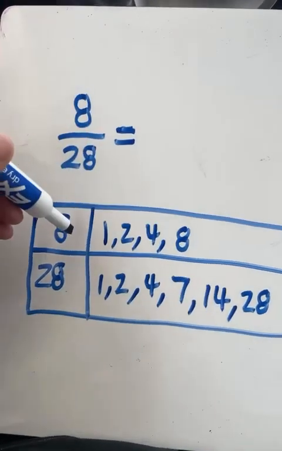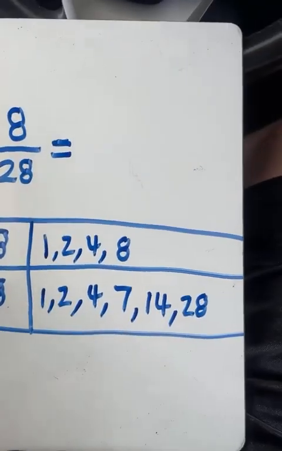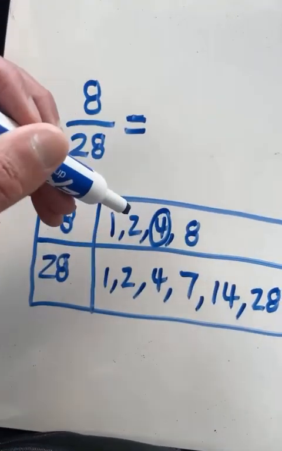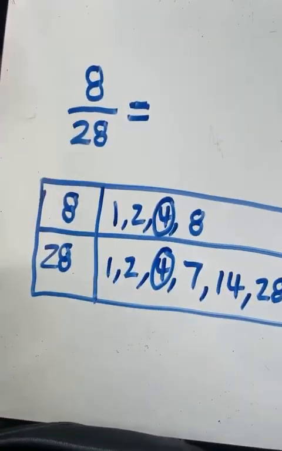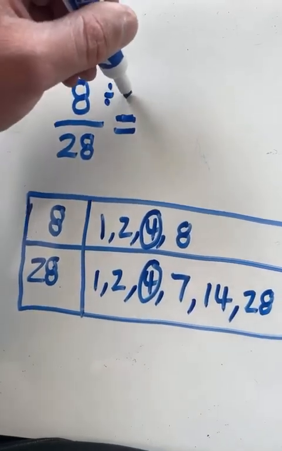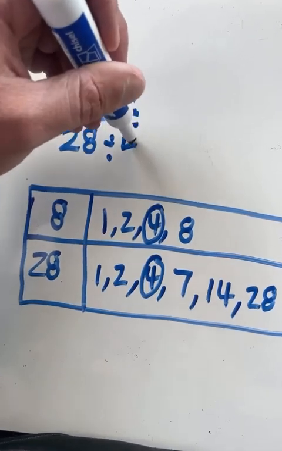Again, 8 is a factor of 8, 8 is not a factor of 28. So even though there's several numbers that are bigger than the number 4, 4 is the biggest number that both 8 and 28 have in common. So 4 is what we're going to divide by. So 8 divided by 4, 28 divided by 4.